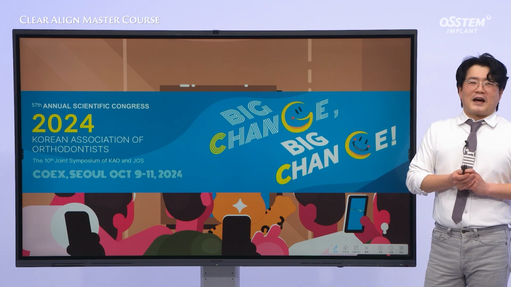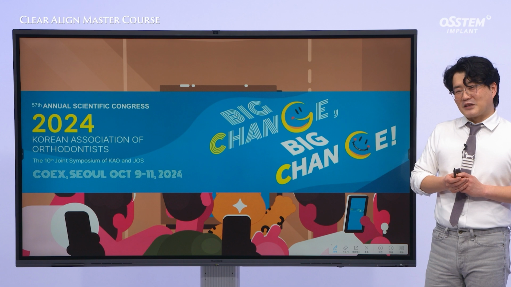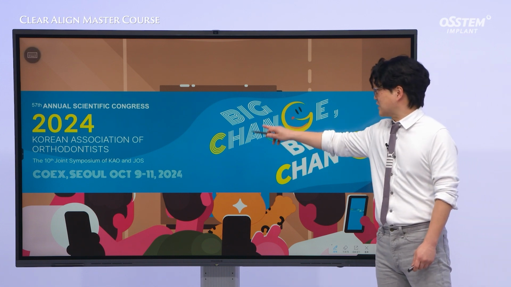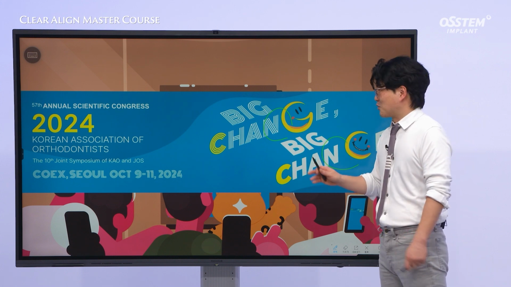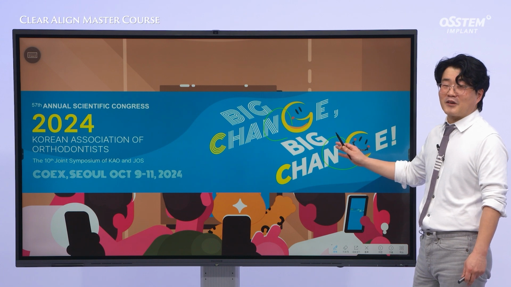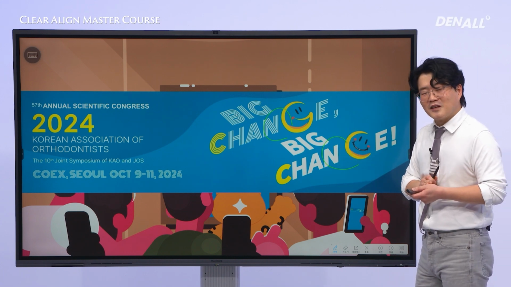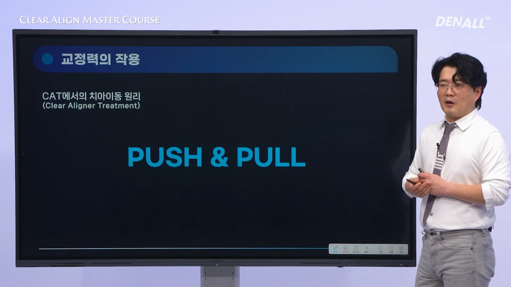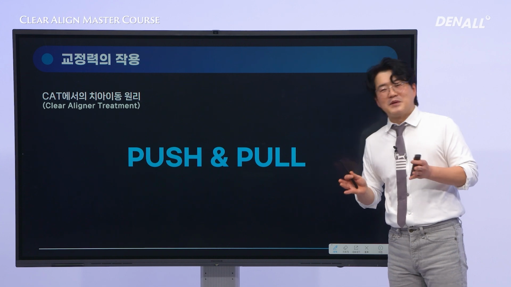Last year's motto of the Korean Association of Orthodontists was Big Change and Big Chance. I'm not saying that clear aligner alone can bring about a lot of opportunities and changes to the practice of orthodontists. But clear aligner is surely one of the hottest trends in digital orthodontics. We don't have much time, but I will do my best to deliver the basics of clear aligners.